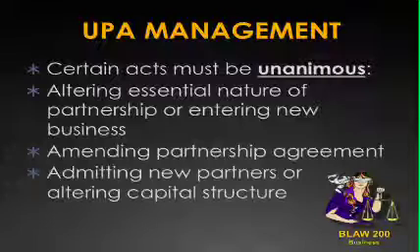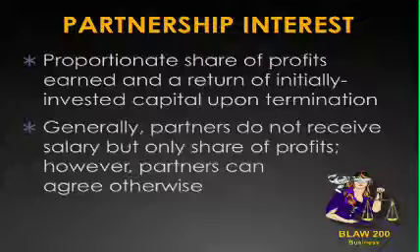So what are those kinds of things that are so important that everybody's got to agree on? Well, if we're going to alter the essential nature of the partnership or enter into a brand new business, okay? If we're going to amend the partnership agreement, if we're going to change our basic governing document, everybody's got to agree. If we're going to bring in new partners, because obviously bringing in new partners is going to dilute the profits that are involved. It's going to dilute control. So this is critical. This is essential, and so this is going to require unanimity too. Again, altering the capital structure. If we have different kinds of capital contributions and now we're going to change that, everybody has to agree. Okay, a couple.